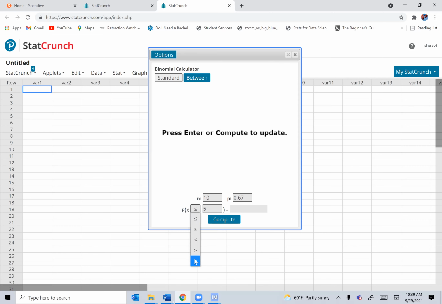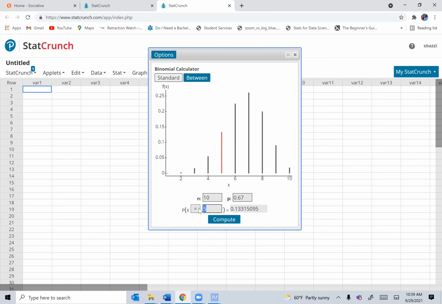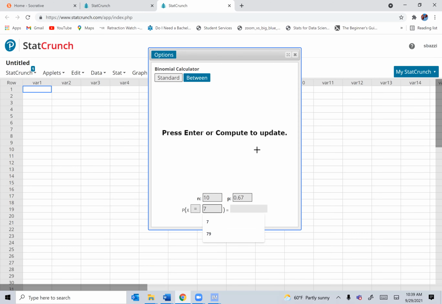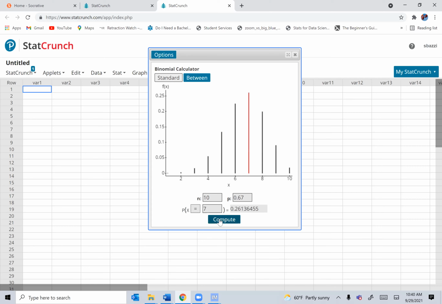The first question was, what's the probability of X equals 7? I just changed this to 7. And make sure to hit compute, guys. It won't do it until you hit compute. Now, part B, what's the probability that at most 7? We agreed, guys, from algebra that at most means less than or equal to 7, and look at the answer. It's already displayed for you.